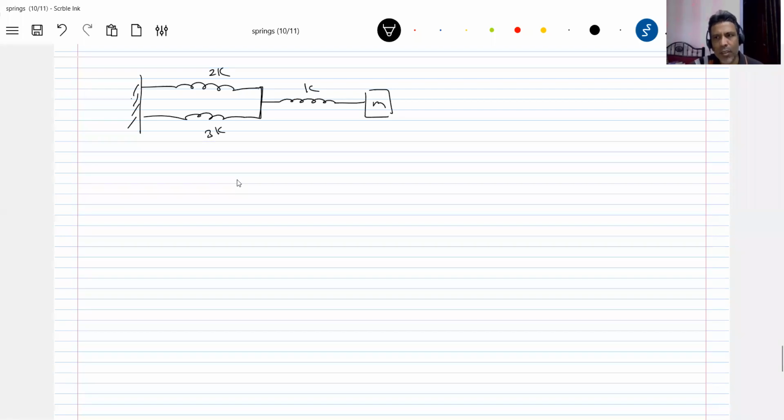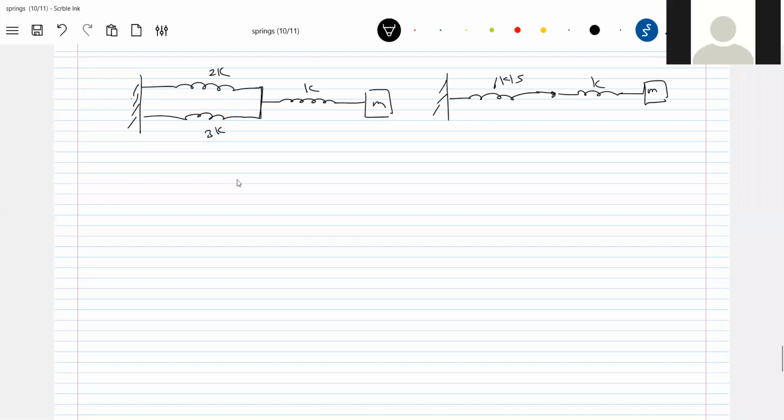First of all, how are these two? These two are parallel. The effective of this will become in series with this one. So the equivalent spring constant of 2K and 3K in series will be 6K by 5 according to the formula. Then this is K and this is the block. How are these two now? If they are in parallel, we should add them. Sorry, this one will be 5K. Yeah, 2K plus 3K, this will be 5K.